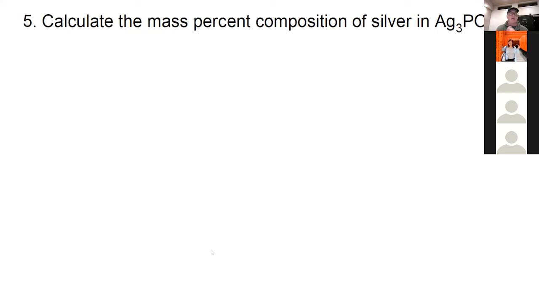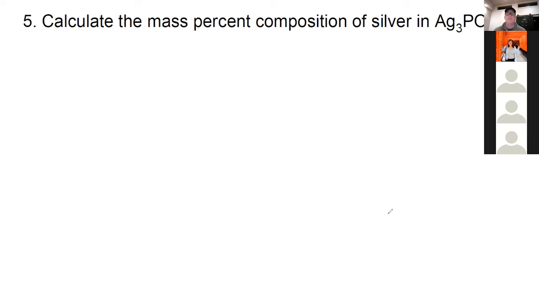So mass percent composition. What does that refer to? Mass percent. If I wanted to know the mass percent of silver in that particular molecule, how would I go about figuring it out? Is that the solute mass over the mass of the solution? But it's not in a solution. I just have a solid here.